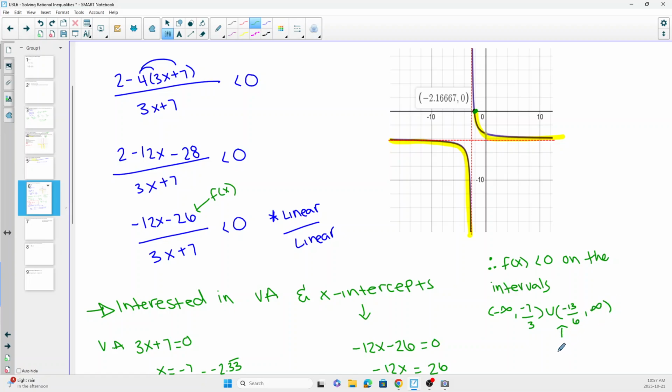And this is not inclusive, even though it is an intercept, because we can never include our vertical asymptotes, because they're values that are off limits. We could include an intercept, but only if it asked you when is this function less than or equal to 0. It's equal to 0 right there, but we don't want to know when it's equal to 0. We only want to know when it's below 0, so we don't include that intercept as one of our solutions.